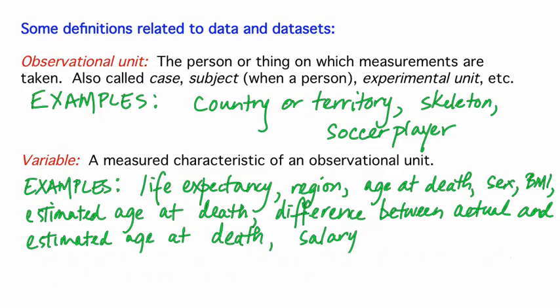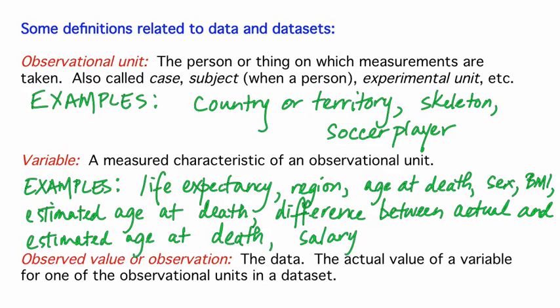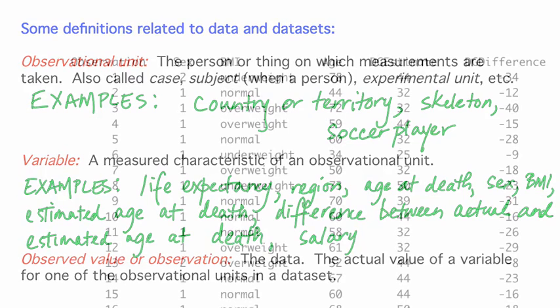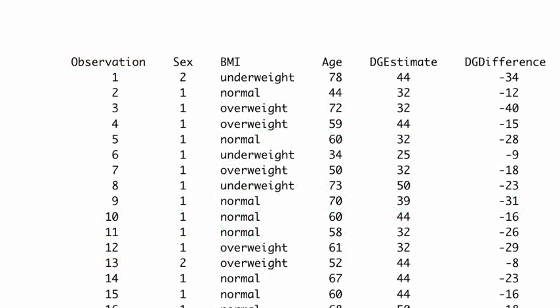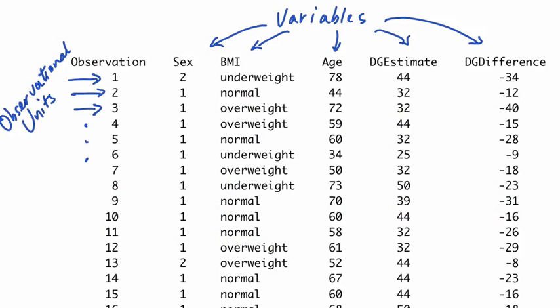An observed value or observation is our data. It is the actual value of a variable for one of the observational units in a data set. Data are arranged in rows and columns, with one row for each observational unit and a column for each variable. Many different file formats are possible for data, such as spreadsheets and comma-separated values.